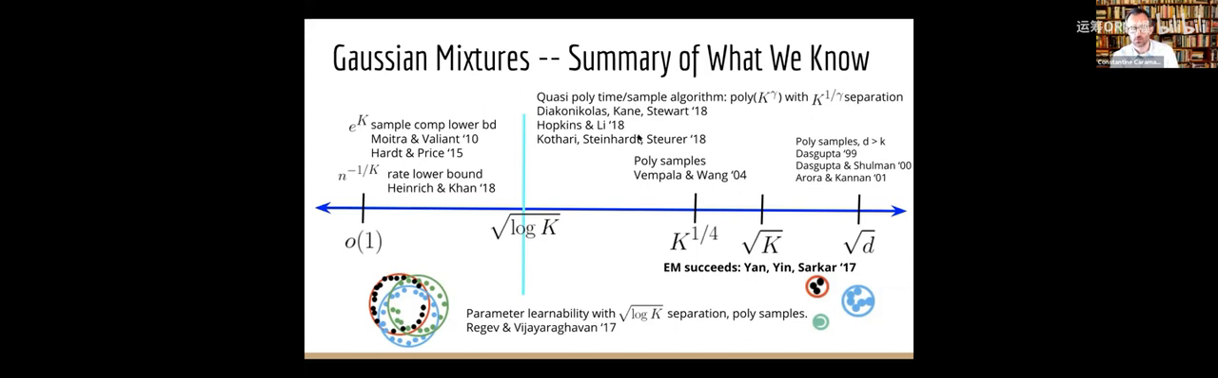Oh, and I should mention that the result by Yen and Sarkar that EM converges at this separation also requires exponential effort to initialize. This is a result that requires a polynomial number of samples and polynomial computation. So basically, until the work by Diakonikolas, Kane, and Stewart, and Hopkins, Lee, Kothari, Steinhardt, and Steurer just a few years ago, this is essentially the state of the art in terms of what we can do with polynomial computation.